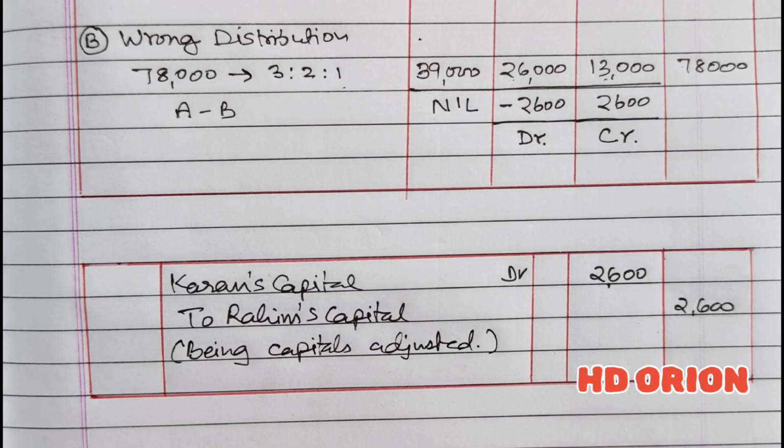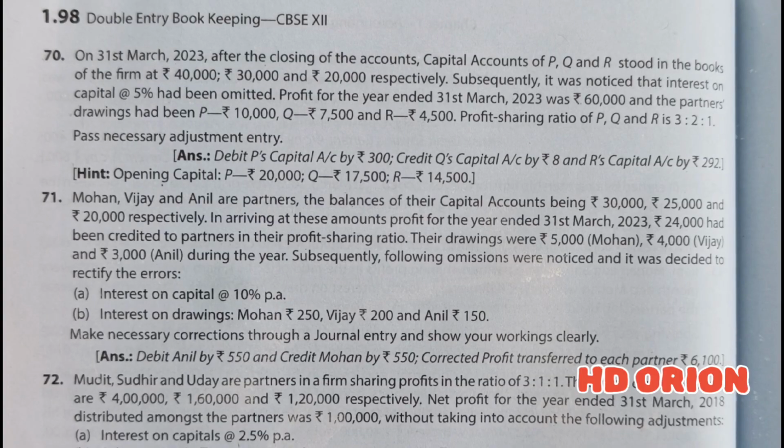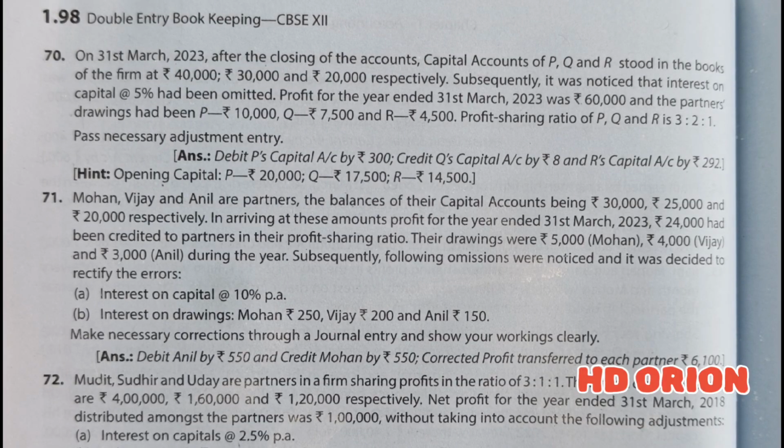And Pranav's capital account is unaffected because he has received the correct amount. So this is how the journal entry is to be passed. Now let us see question number 70.